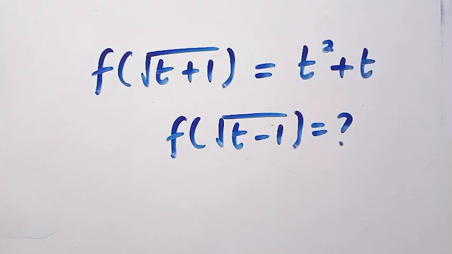How to solve these nice, interesting functional equations? We have f of root t plus 1 equals t squared plus t. And what is f of root t minus 1? This is what we are interested to find.